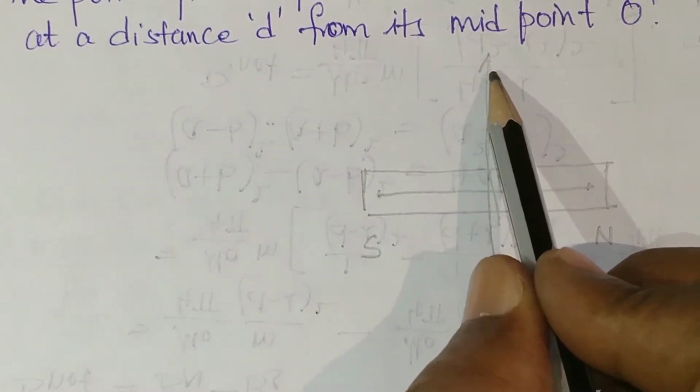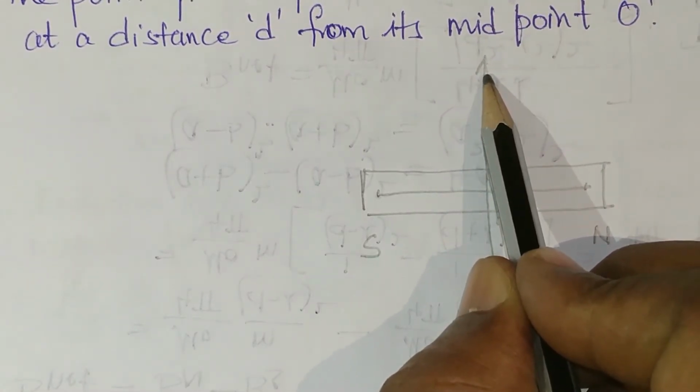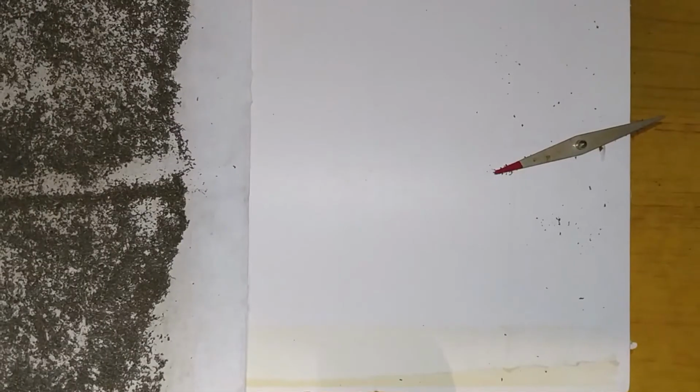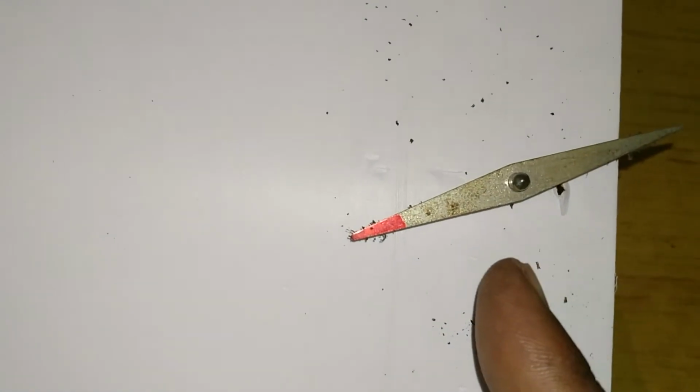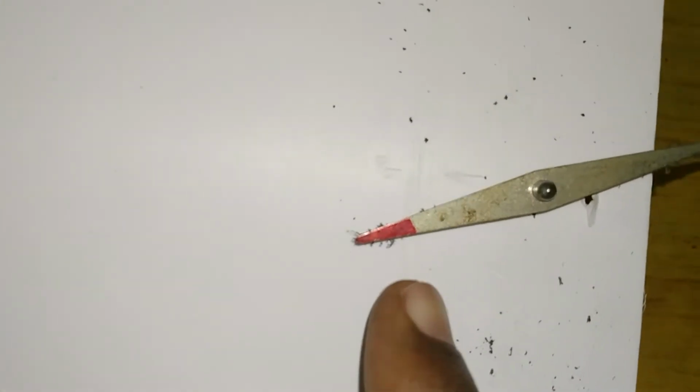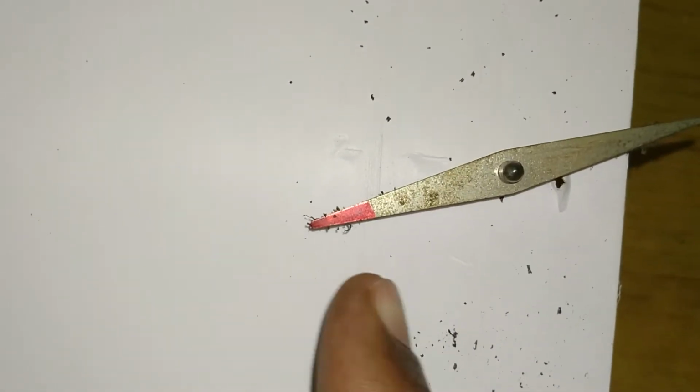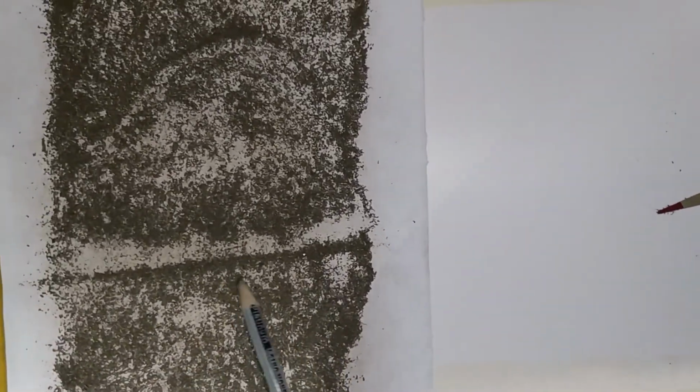So to understand this, we will do an activity practically. In this activity, I have taken a magnetic compass. I have pivoted this magnetic compass over a sharp needle. This red end is the north pole of this magnetic compass. It is facing towards the north pole of this earth. Now I have taken a sheet of paper and sprinkled iron filings over this one. Now I will place a bar magnet on this sheet of paper. You see, I have sprinkled iron filings here.